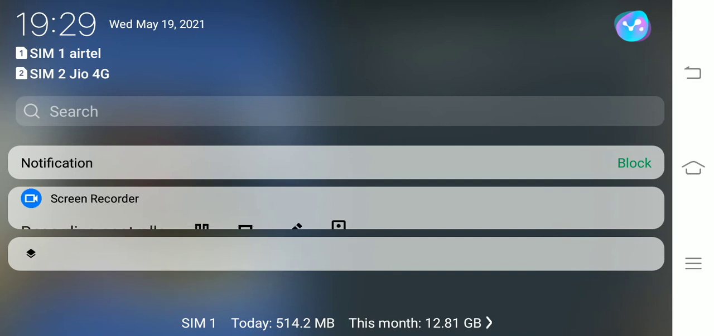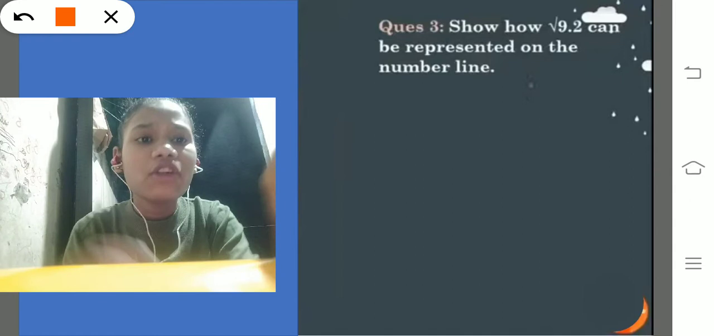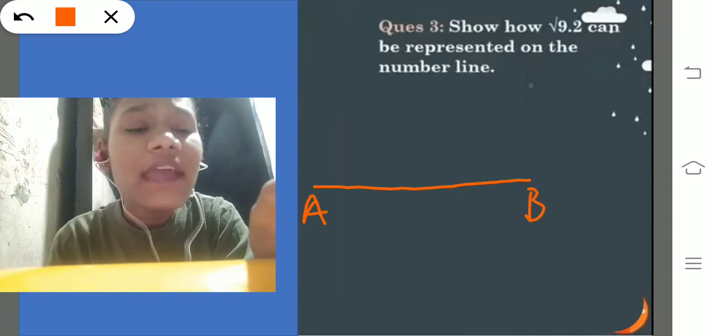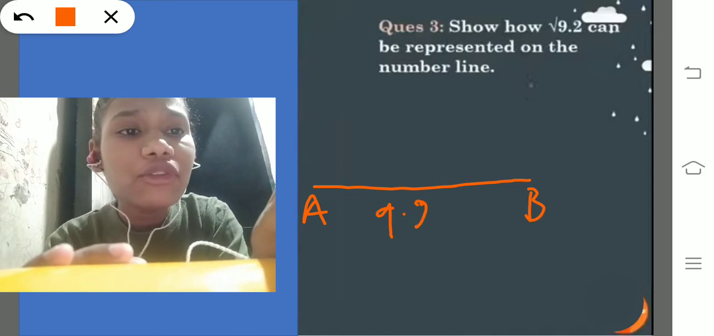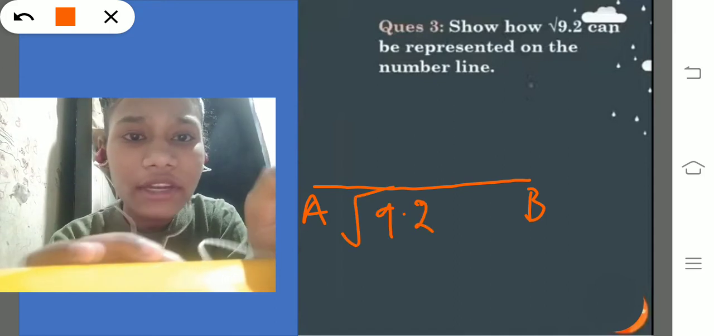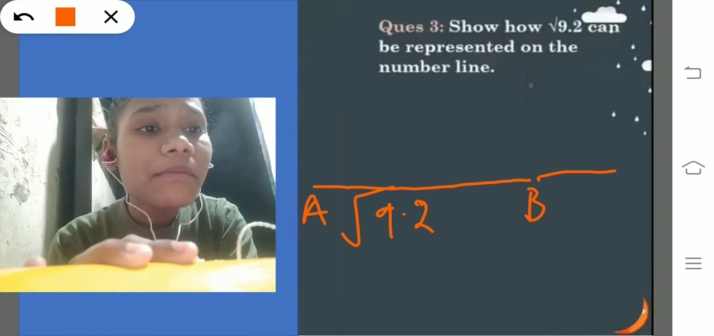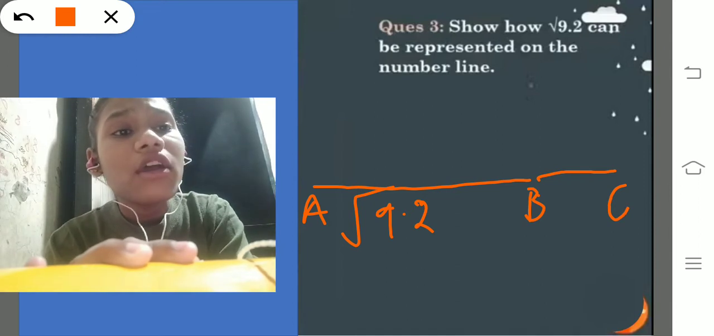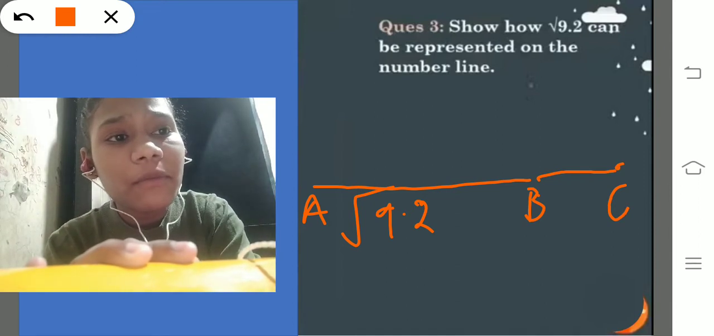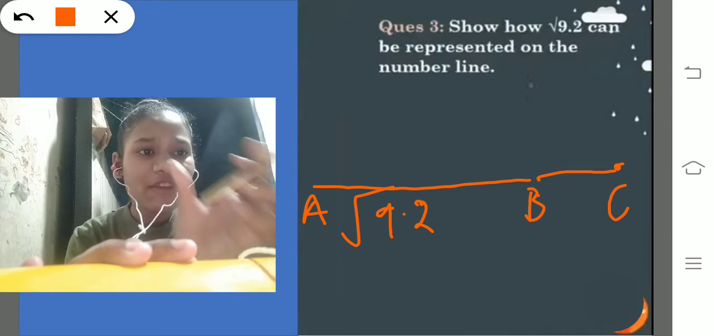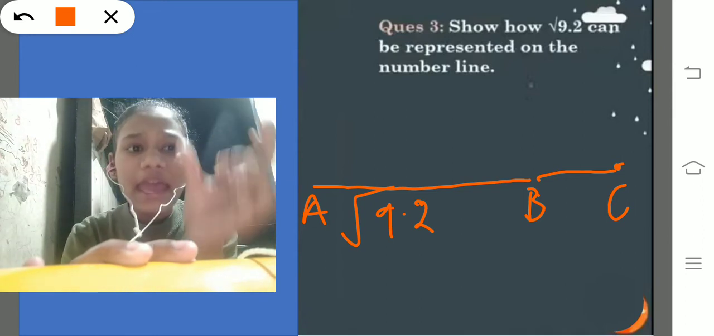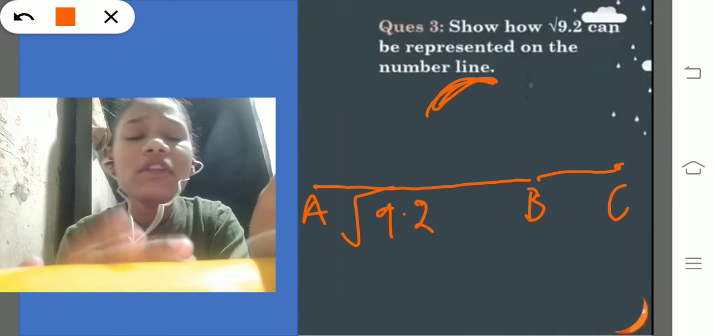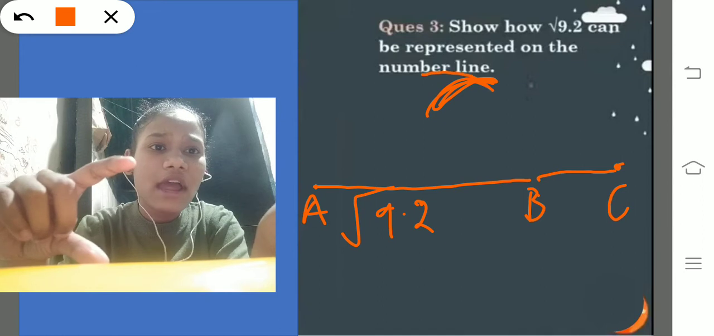First of all we will draw the same line from point A to point B. I have drawn a line from point A to point B, and we will denote it as 9.2. Then we will move one unit from point B to point C. Then you will open your compass, put the point on point C and draw an arc on the upper side, then put it on point A and draw one more arc.